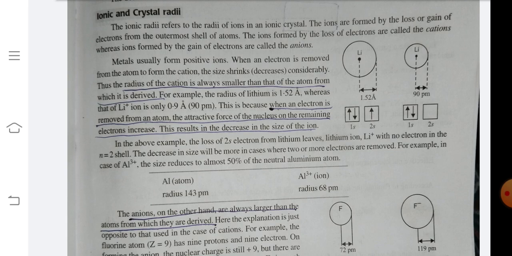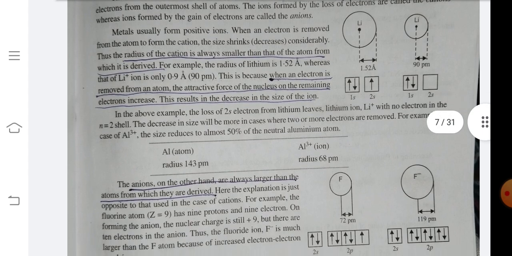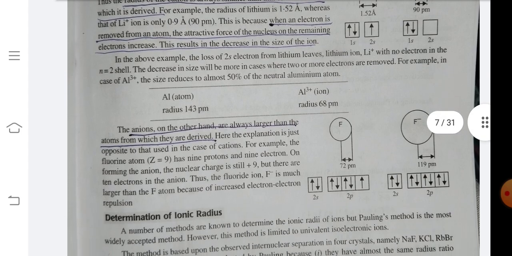When an electron is removed from an atom to form the cation, the size shrinks considerably. Thus, the radius of the cation is always smaller than that of the atom from which it is derived. For example, the radius of lithium is 1.52 angstrom, whereas that of lithium ion is only 0.9 angstrom, that is 90 picometer. This is because when an electron is removed from an atom, the attractive force of the nucleus on the remaining electrons increases. This results in the decrease in size of the ion.